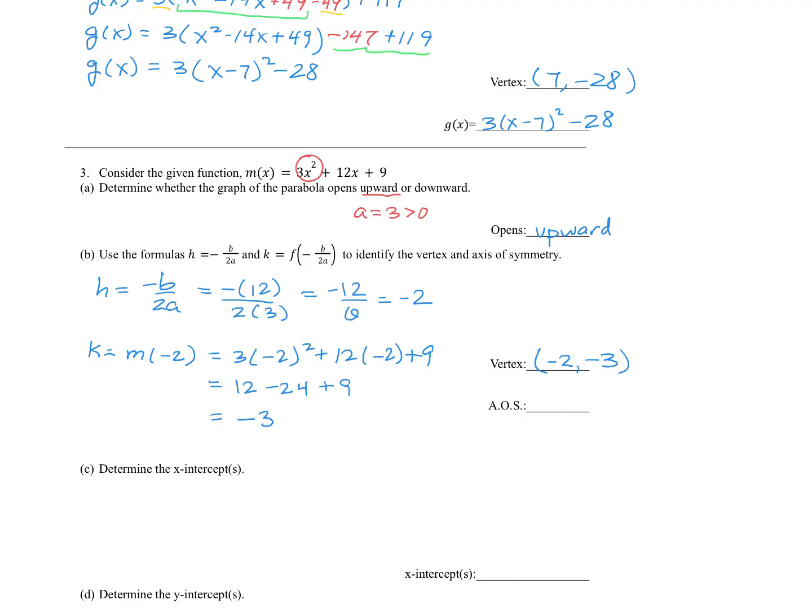So that right there is our y-coordinate of our vertex. Remember again, the axis of symmetry is a vertical line, so it's got x equals, and it always passes through the x-coordinate of the vertex. So x equals negative 2.